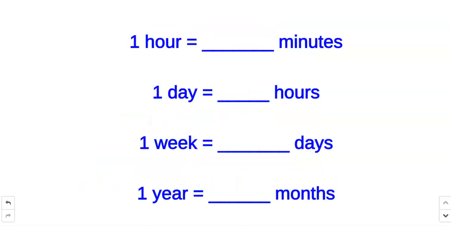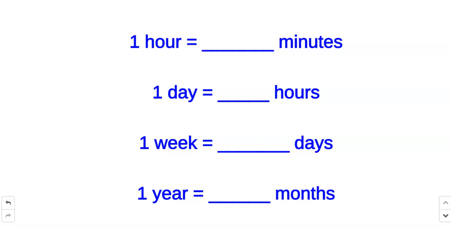Today we're going to talk about calendar and time relationships. So to start, we're going to look at some time relationships. I'm sure that some of these you have heard, so try to answer them before I give you the answer. If you don't know them, though, try to remember them so that you can use these answers for the test.